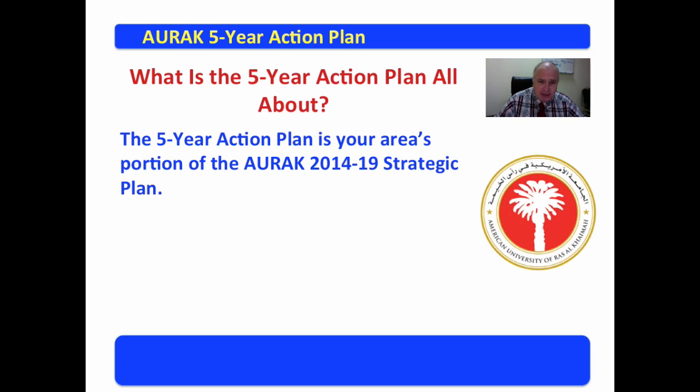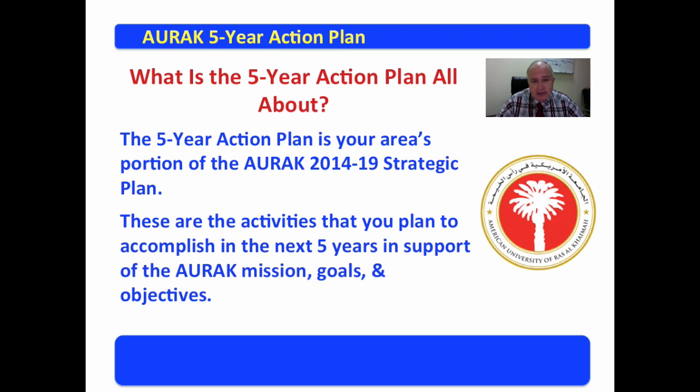The 5-year action plan is your area's portion of the AURAC 2014-19 strategic plan. In other words, we have a new 5-year strategic plan that is being enacted. The 5-year action plan is your area's support of the AURAC strategic plan. These are activities that you plan to accomplish in the next 5 years in support of the AURAC mission, goals, and objectives. Now, since this is about as clear as muddy water, let me show you some pictures in order to explain what this is all about.